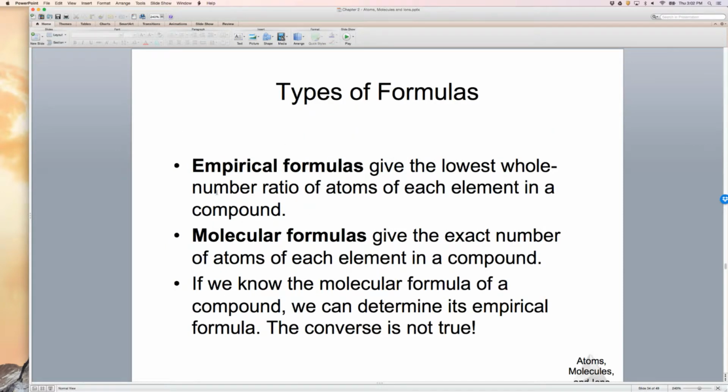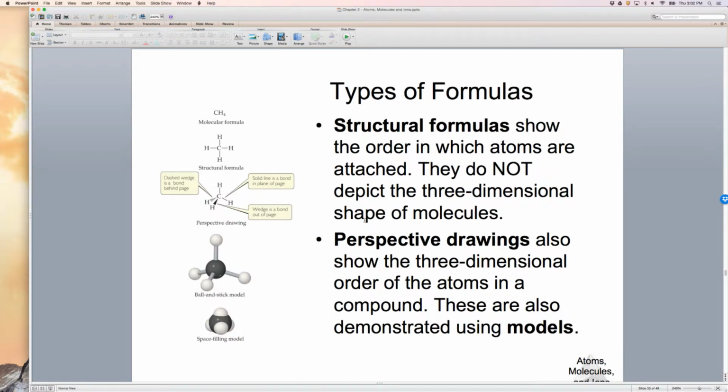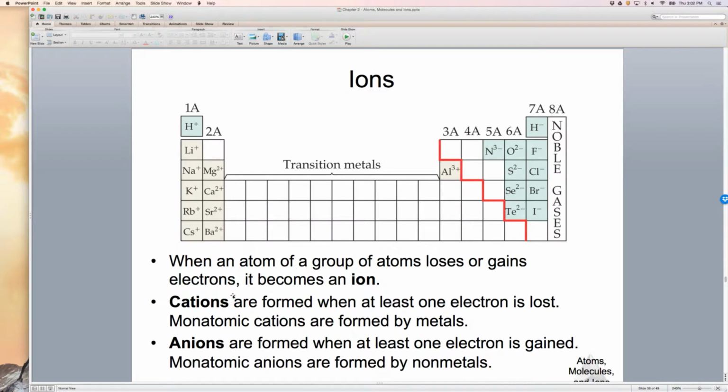Now, we already talked about empirical and molecular formulas in class. Structural formulas, when we get into drawing Lewis structures, we're going to talk about the 3-dimensional shapes of our molecules, so we're not worried about that right now. But now we need to talk about what happens in ionic bonding. So I'm going to cover ionic bonding in this video, and then in a separate video, I'm going to cover molecular compounds, nomenclature, and bonding. But now we're going to focus on ions.